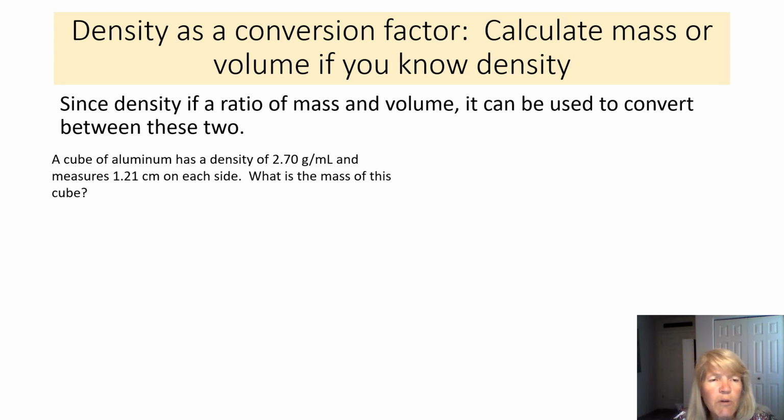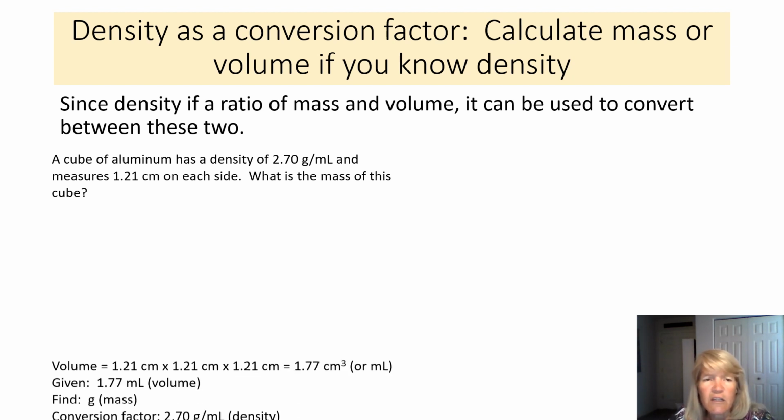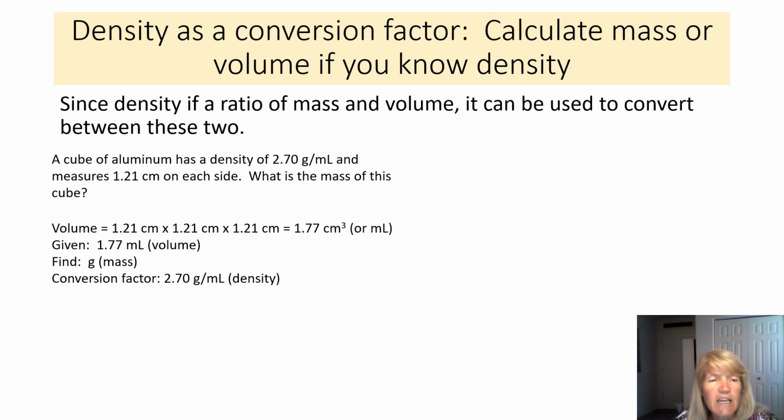And it measures 1.21 centimeters on each side. What is the mass of the cube? So in this case, we're given the length, and we're trying to find the mass. So our given, we actually end up having to multiply the length times the length times the length to get the volume. So that's our formula for volume. So we know our volume, and our conversion factor is the density, and our find is the grams.